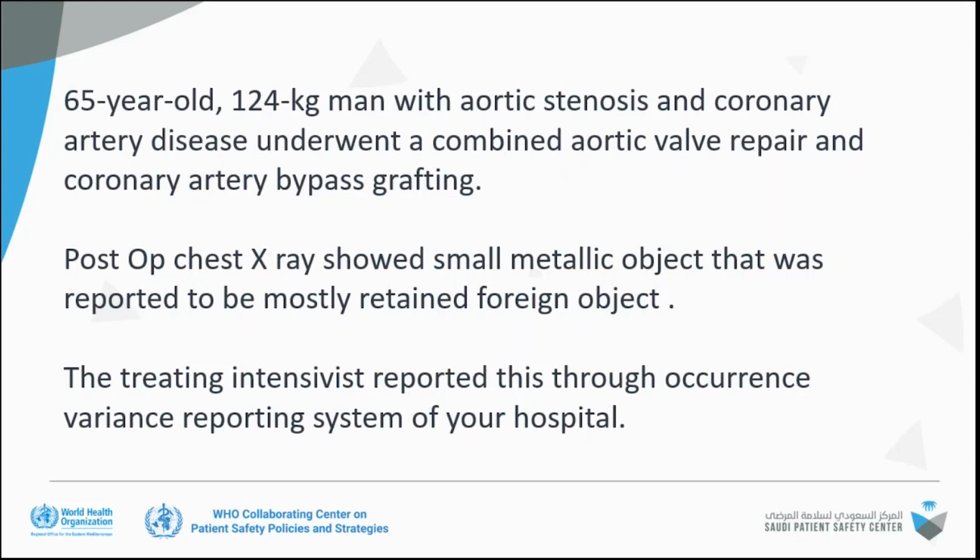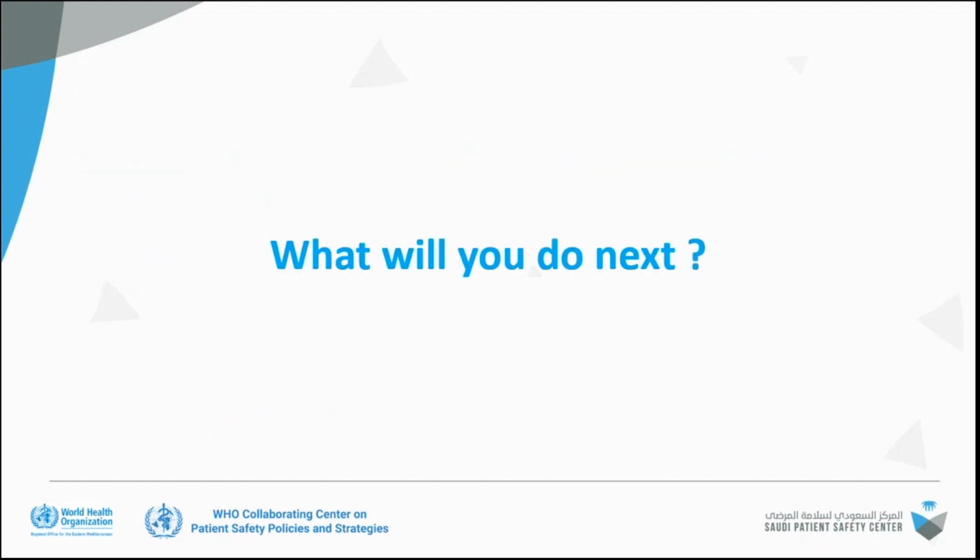So the case is an interactive case study. We will go through the steps of the RCA together, and we shall reach the root causes of this incident. The incident is that a 65-year-old man who weighs 124 kg, with aortic stenosis and coronary artery disease, was admitted to the hospital. He underwent a combined aortic valve repair and coronary artery bypass grafting. The post-operative chest X-ray showed a small metallic object that was reported to be most likely a retained foreign object. The treating intensivist reported this through the occurrence variance reporting system of your hospital. What will you do next?